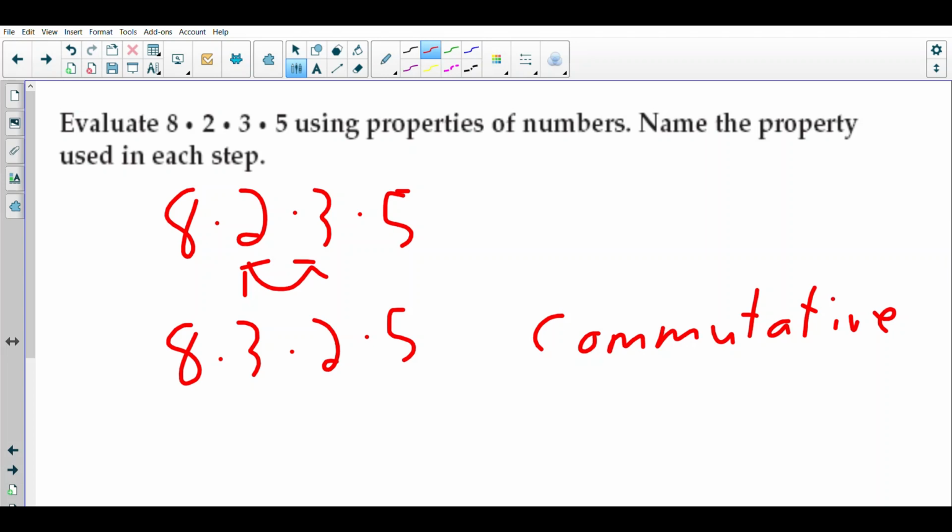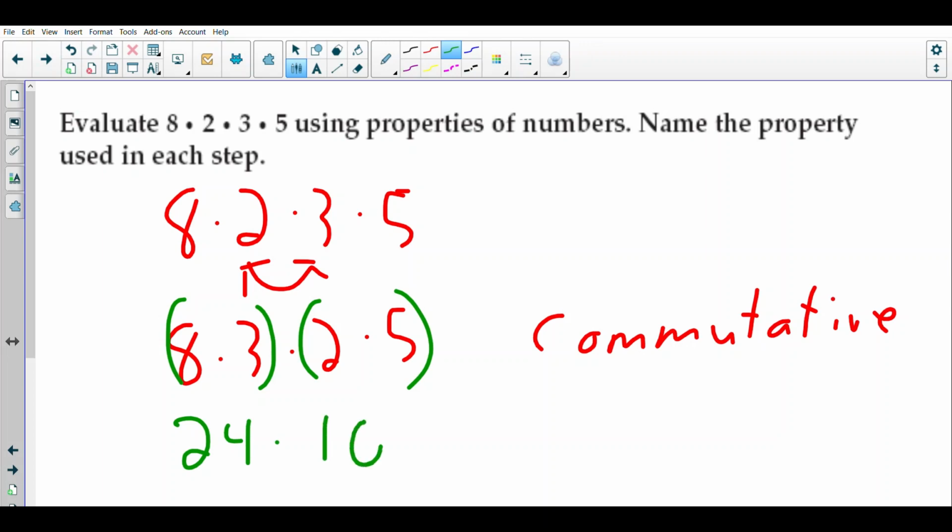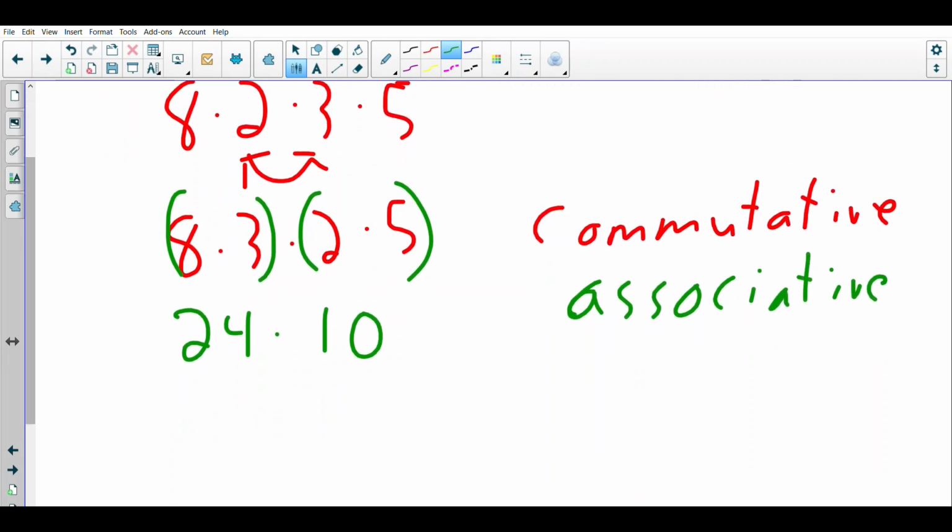Next, I'm going to group the first two and the last two. So I get 24 times 10. That was the associative property. And then the final one, well, 24 times 10, that's just adding a 0, so I get 240. And that's just taking 24 times 10 out and putting in 240, that's just substitution, essentially. Okay, so there we go.